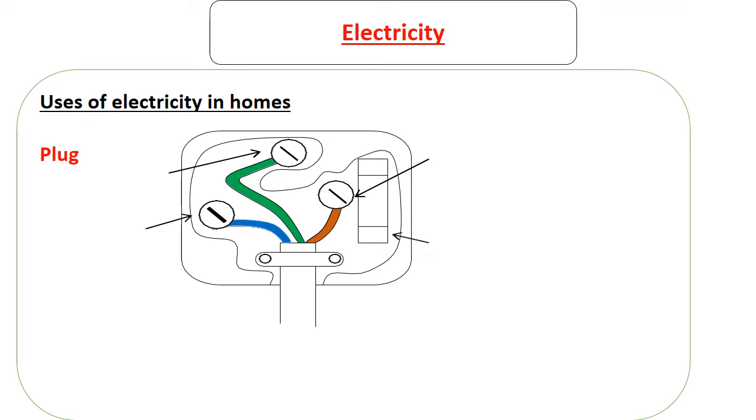So this is a plug. This is a 3-pin plug, which is a plug with 3 pins, this and this. It has been opened. This is the inside of a plug. There are 4 main parts that we're going to take a look at.